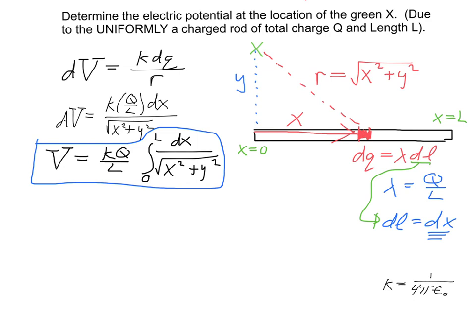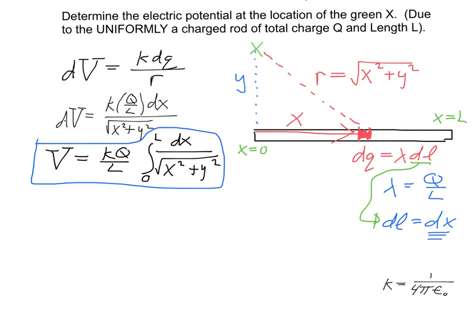Notice here, let's just look at the units. kQ over L has units of electric potential. This is dimensionless, right? dx has units of length. The square root of x squared plus y squared has units of length as well. So there are no units in here when all is said and done. All the units are here. Units are correct. Now let's actually do the integral.